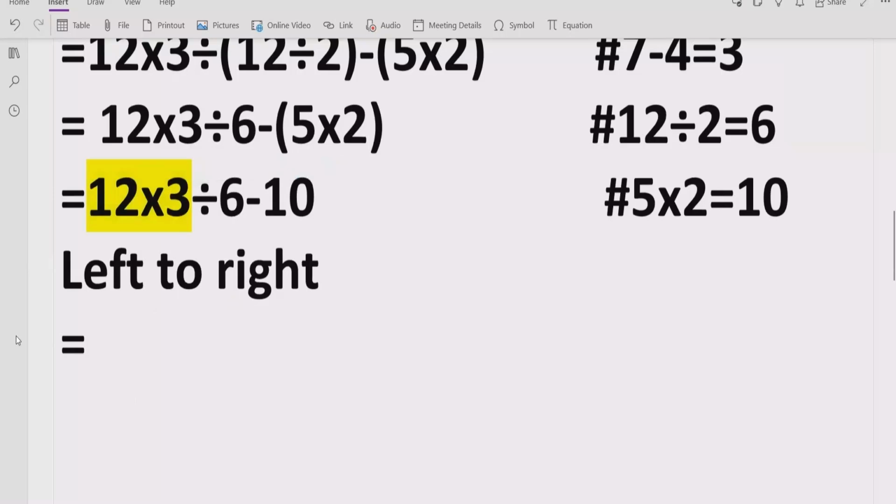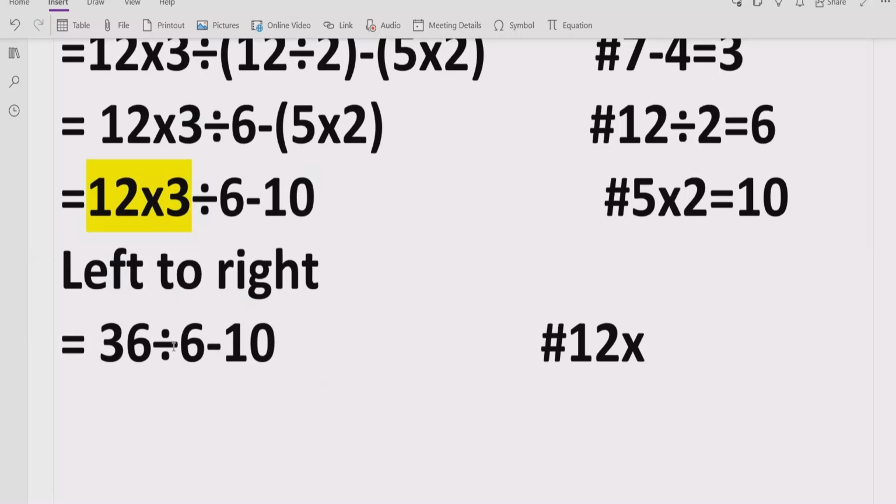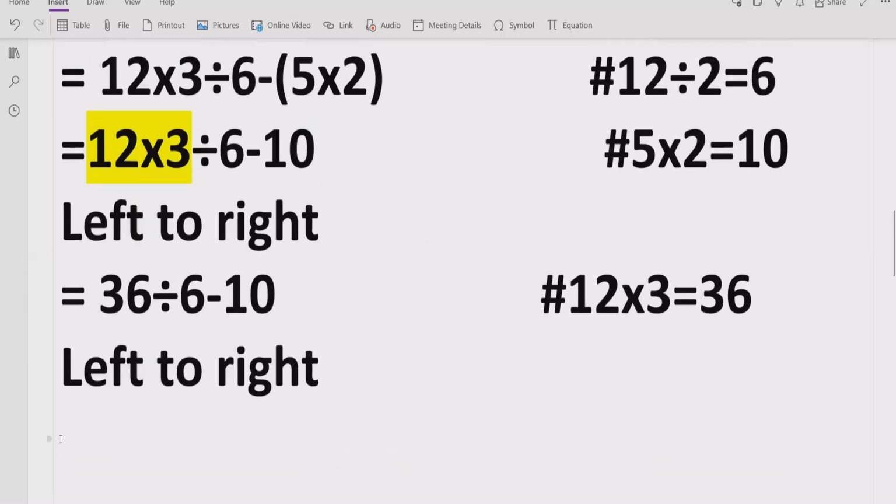So we will multiply these terms. Here we will get 12 multiplied by 3, which equals 36. And the other part we will write as it is. So here we will write 12 multiplied by 3, which equals 36. Now move forward again, left to right on our expression. So here we will go left to right and find division and multiplication again. So here we have the division.